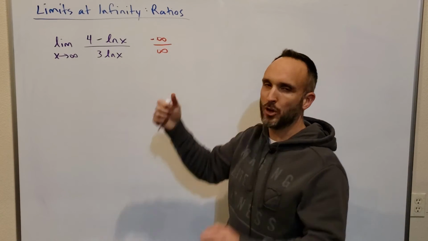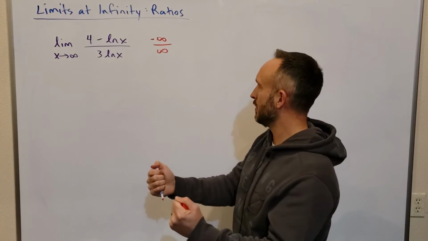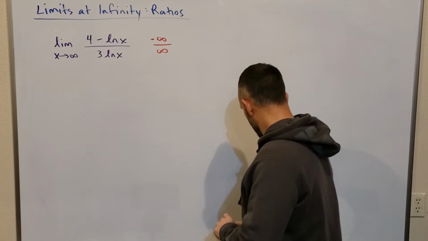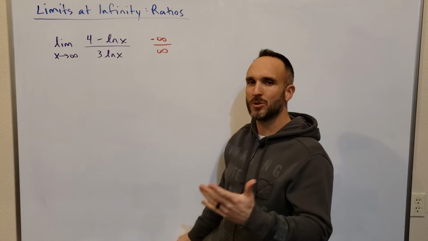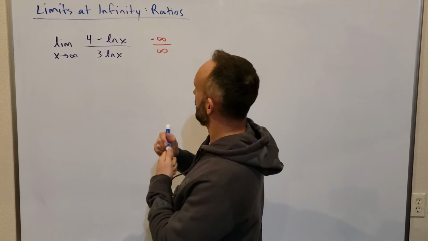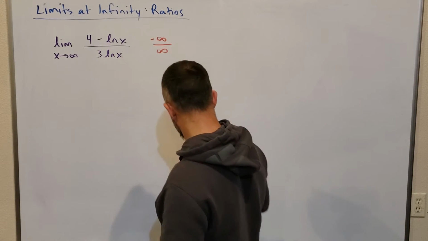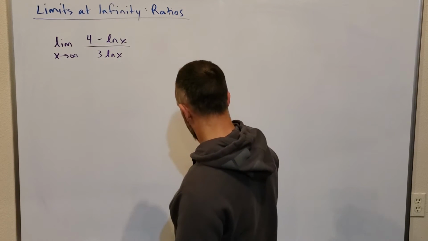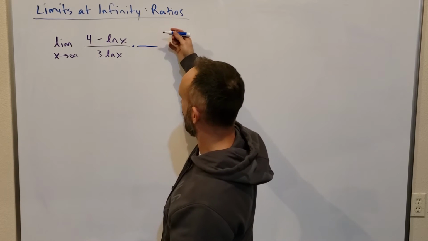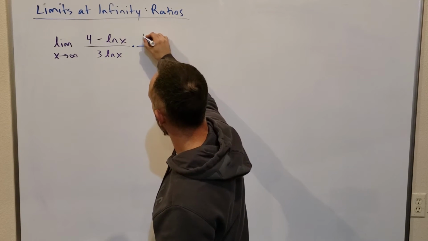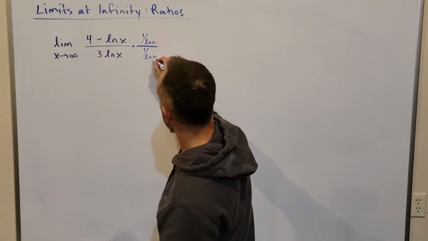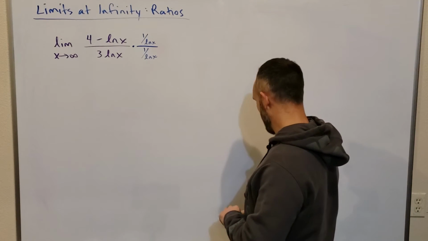And because again, we don't know who wins the infinity battle when we're dividing, this is indeterminate, we've got to investigate further. But we use the same idea, even though we don't have polynomials. I'd like to make the bottom a constant. So what I can do here, let me erase this, is multiply the top and bottom by 1 over the natural log of x.